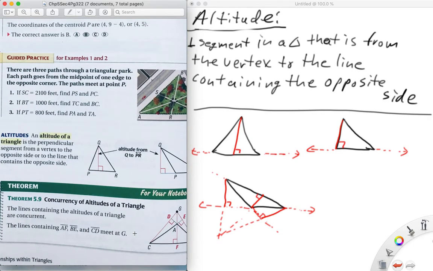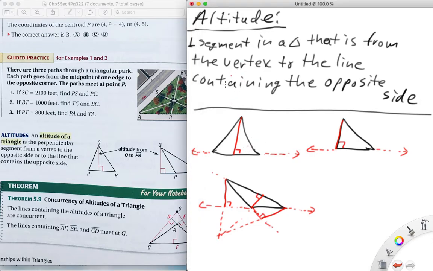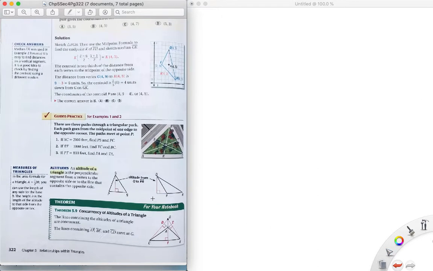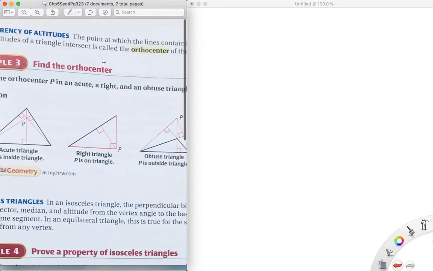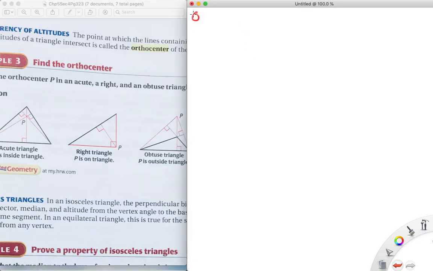So, point of concurrency of altitudes of triangles, which gets to our next point. The lines containing the altitudes of a triangle are concurrent. Well, we know that, meaning that altitudes can meet at a point, and don't necessarily have to meet at a point that's inside the triangle. When we talk about concurrency of altitudes, they also have a name, and the name that they give is the orthocenter. So the orthocenter is the point of concurrency of altitudes.